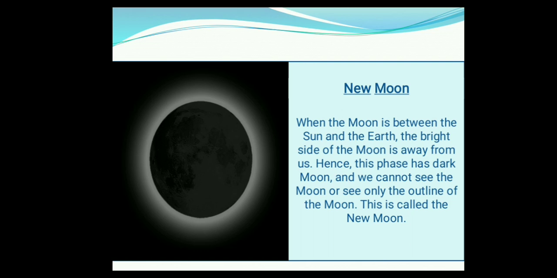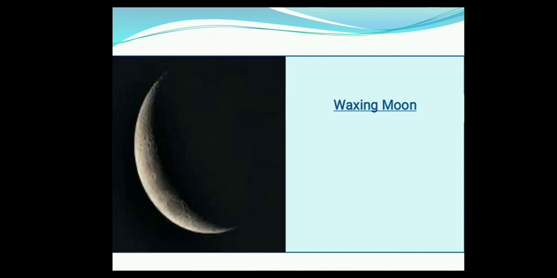After a few days, once the moon has moved along its orbit, we can see the day side of the moon from the earth. What we see is the thin side of the light, which we call a waxing moon. Okay, now let us see the waxing moon. You can see the diagram of the waxing moon here.